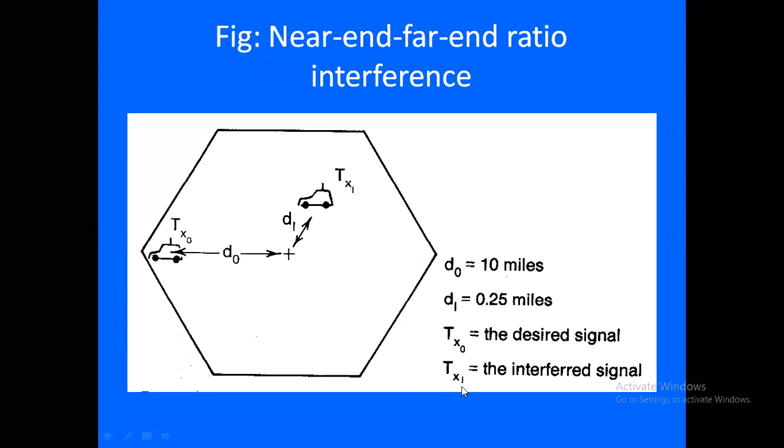And we have TX1, the interference signal. TX1 is 0.25 miles away from the cell site. So this TX1 will interfere with TX0.